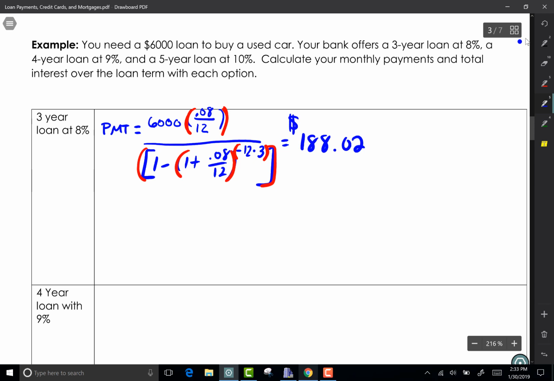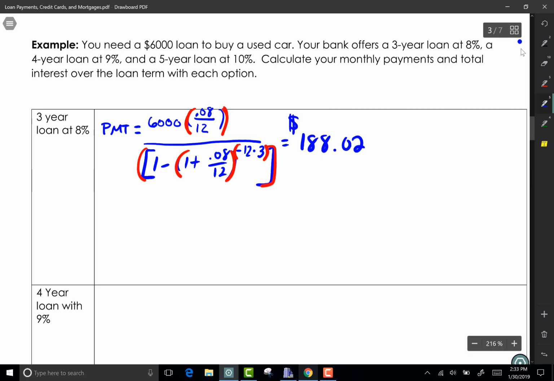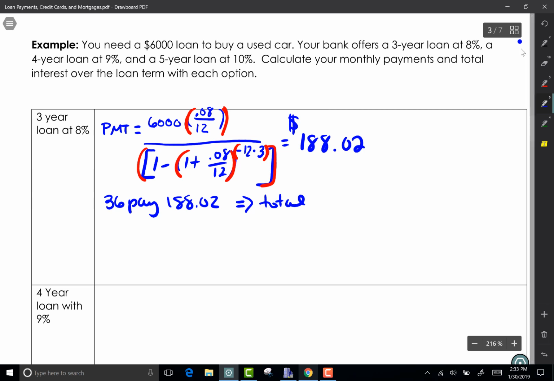Okay, the second part that we need to do before we move on to the next loan is we need to calculate the interest for each option. So I'm making 36 payments of 188.02. So that means I have a total that I paid would be, let's see, if we put that in on the calculator, that's 36 times 188.02. That gives me 6768.72. That's the total amount that I paid over the 3 years.